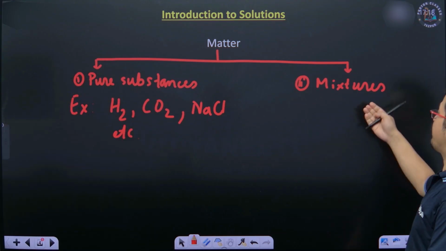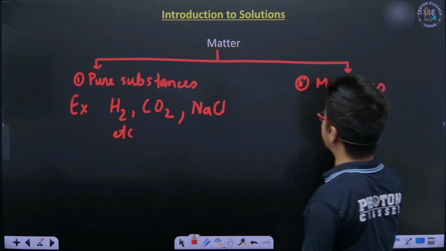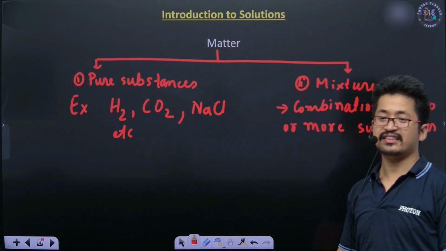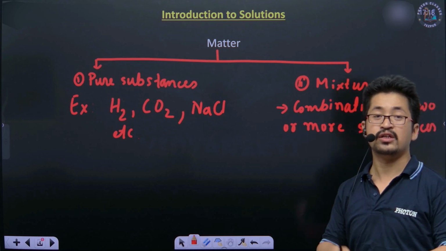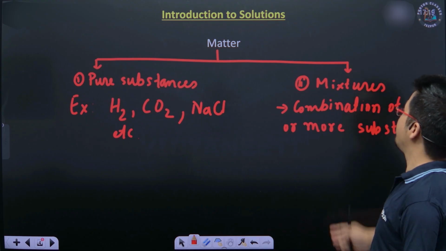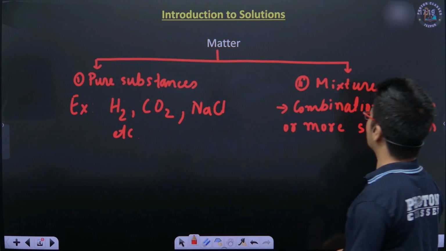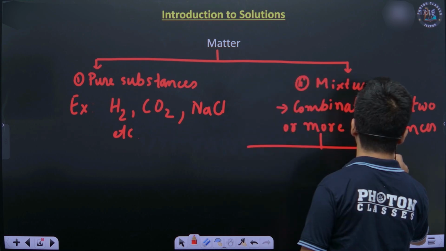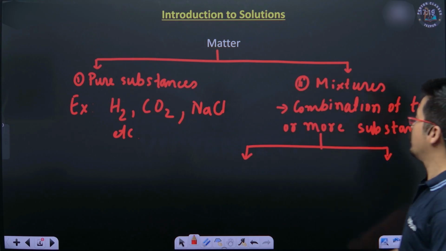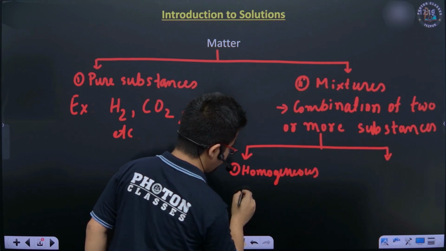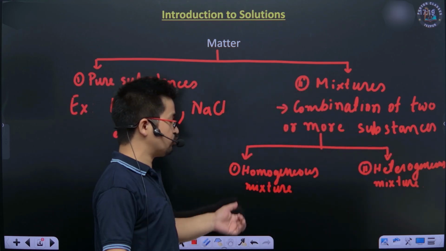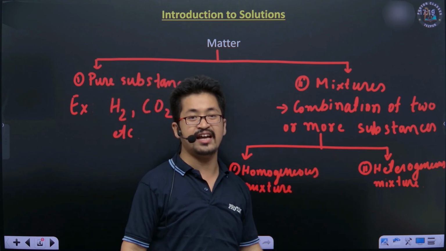These are examples of pure substances. You also know about mixtures, right? A mixture is a combination of two or more pure substances. You can take many examples: a mixture of salt and sand, salt and water, sand and sugar. In that way you can take many examples of mixtures. On the basis of how it has been mixed, a mixture can be further classified into two types: a homogeneous mixture and a heterogeneous mixture.